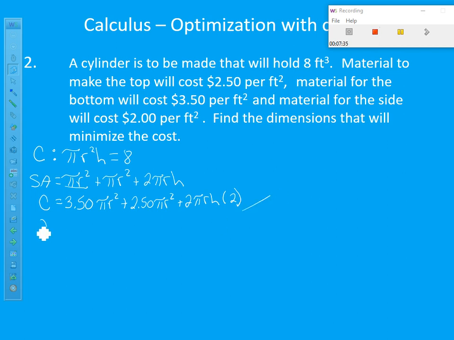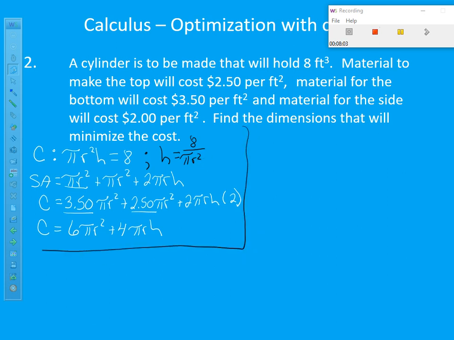Let's simplify that. 3.50 and 2.50. So I've got 6 pi r squared plus 4 pi r h. So there's my main cost equation. Now, let's come back up into your constraint equation and solve for h. So h is going to be 8 over pi r squared. Let's sub that into your cost equation.